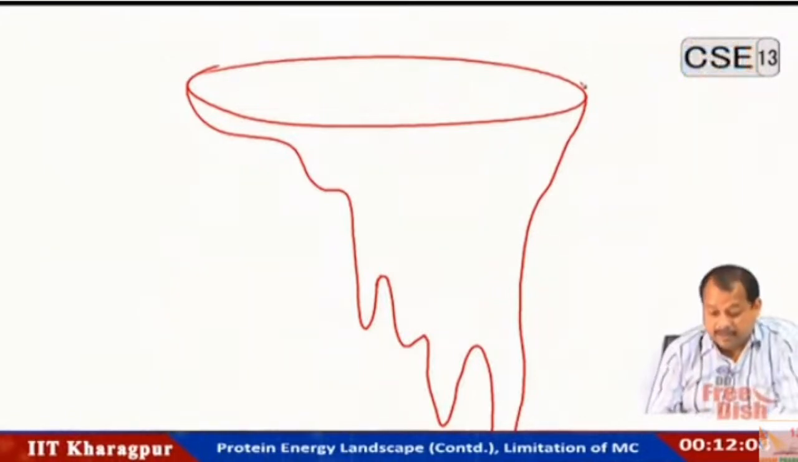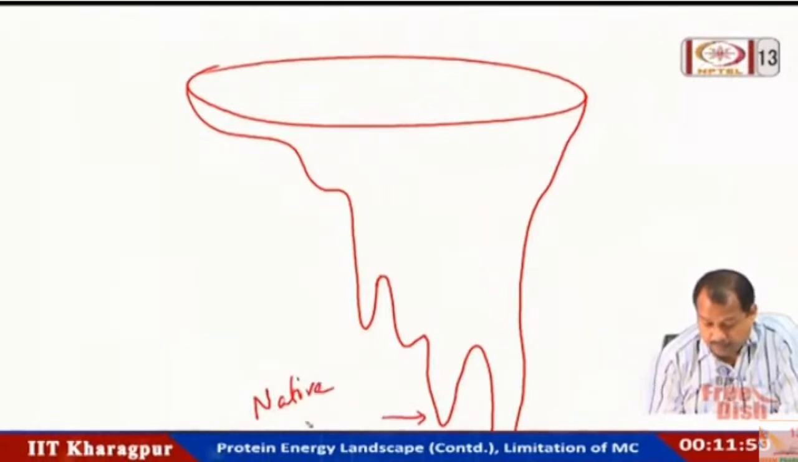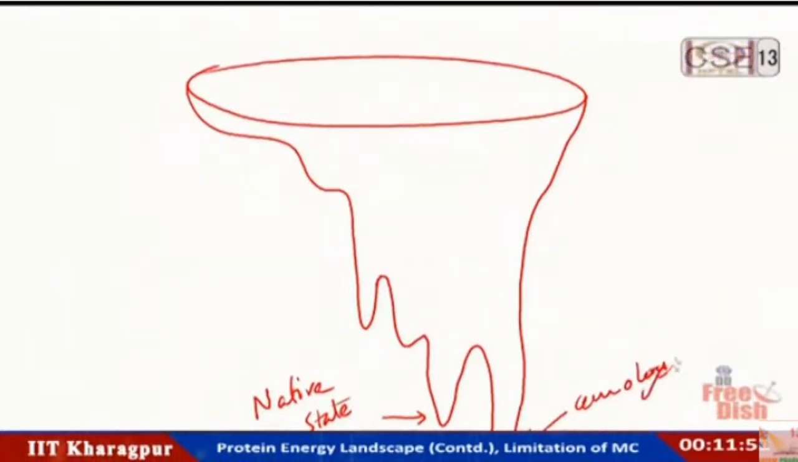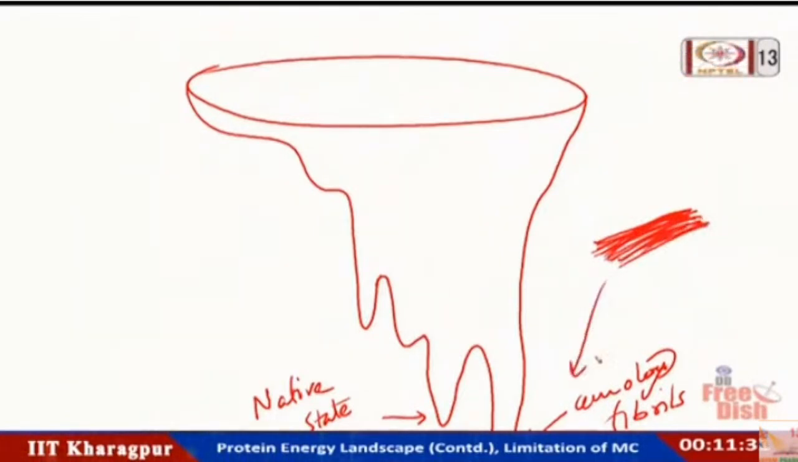If I assume some folding funnel like this, then this can be one native state, and these are the amyloid fibrils. The amyloid fibrils are looking like this, mostly they are with the beta sheets. They have a pattern like beta sheets, and when it reaches there, you can see the energy state is very low, even compared to the native state. From here it is not possible to come back here.